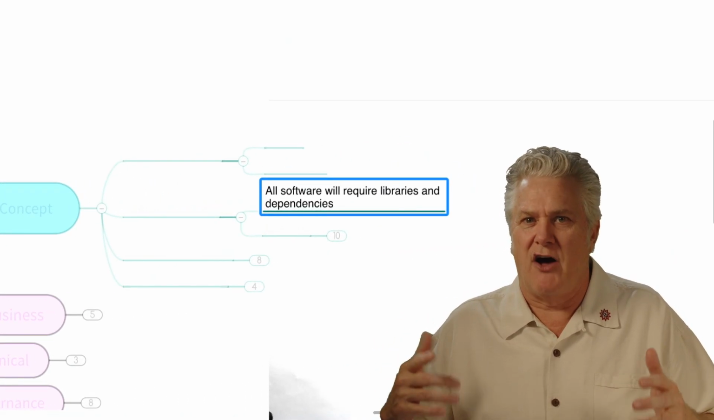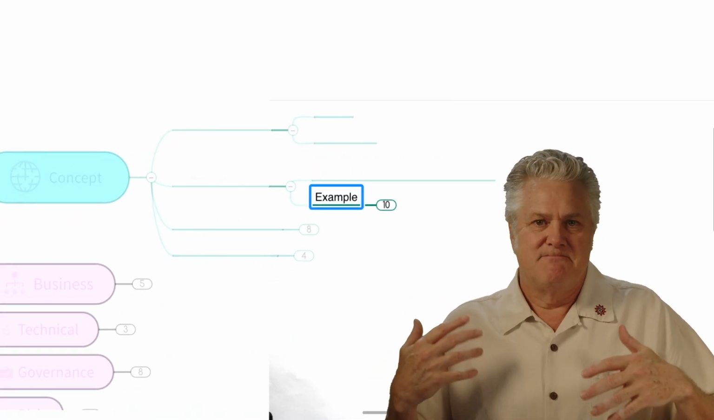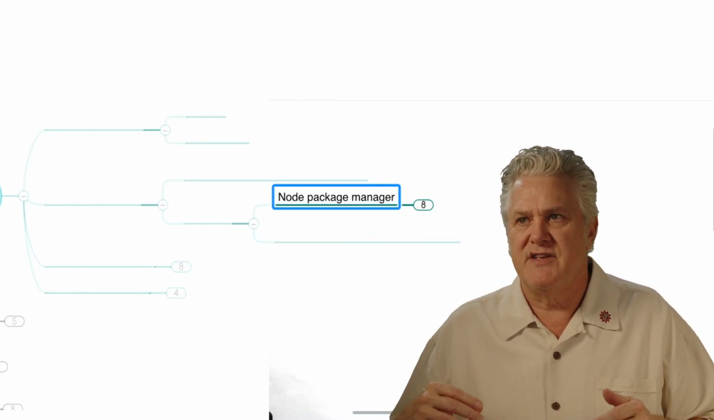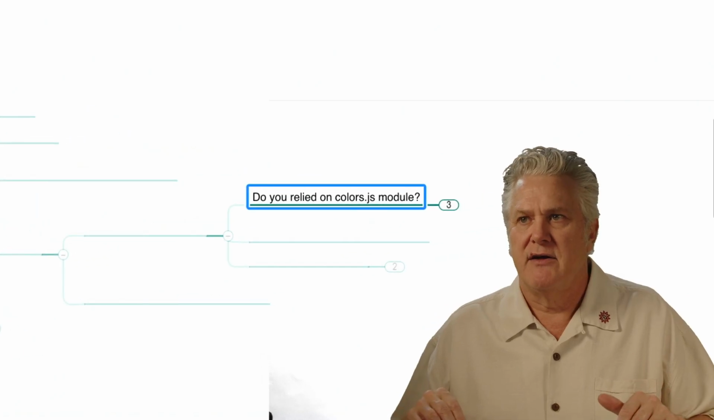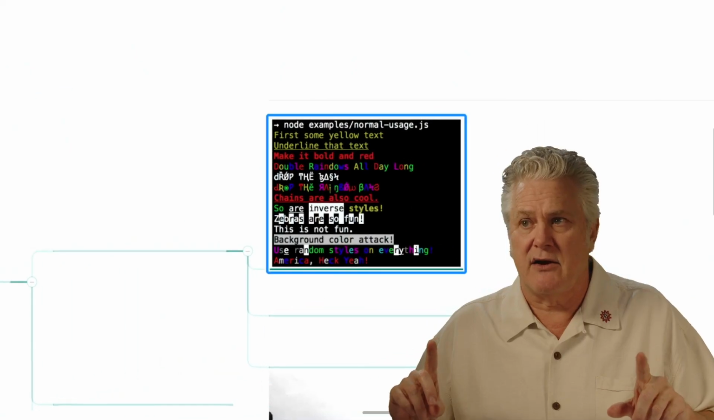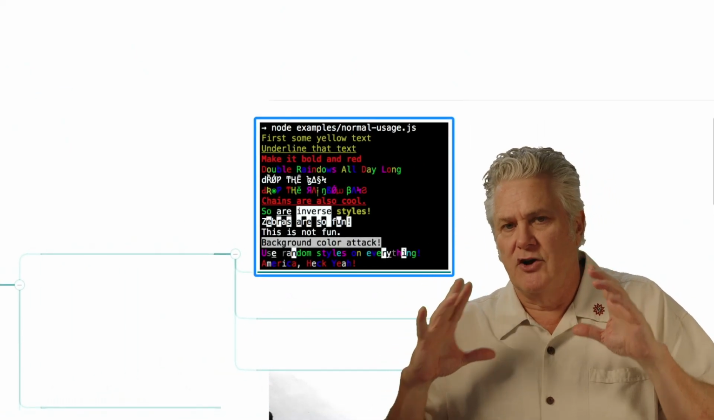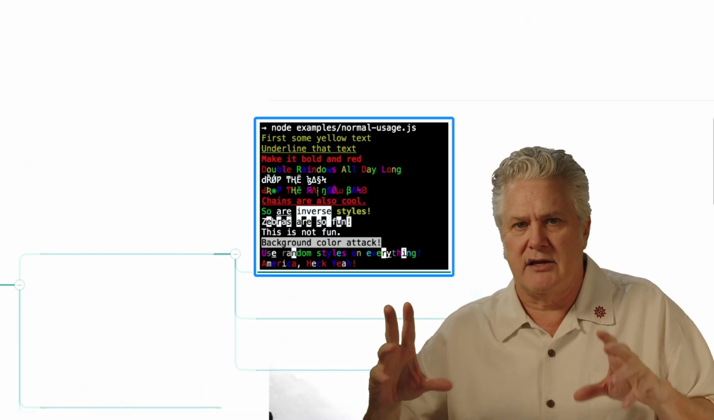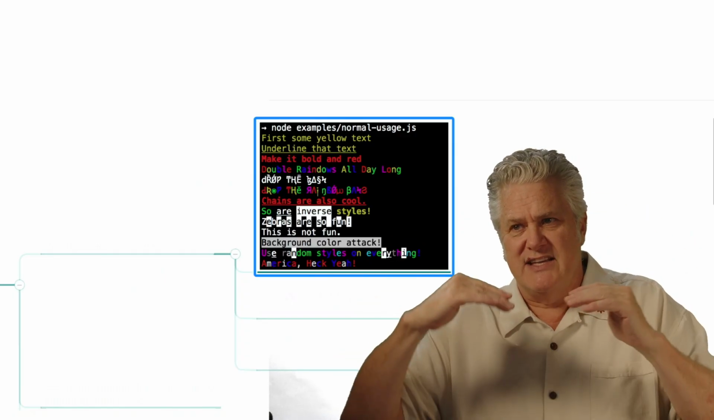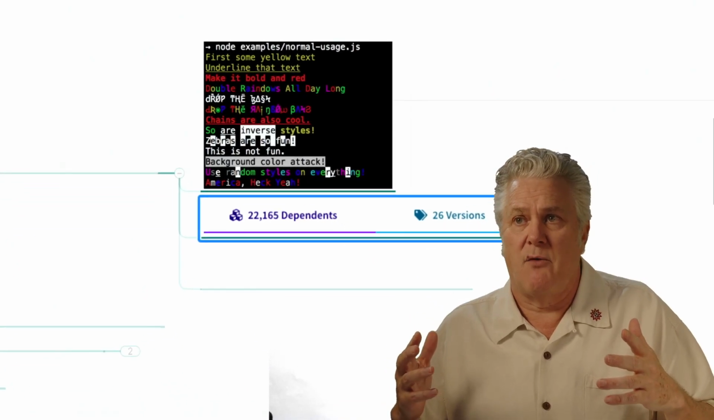So the reliance on others for all that software that requires libraries and dependencies is really weighing us down in the enterprise today. An example of this is Node Package Manager right now. You might rely upon colors.js, that module that's out there, and that looks like this. If you've ever dealt with a Linux command line and you don't like the coloring, and you have an application that gives hints as you go along, you can use colors.js to make that work.